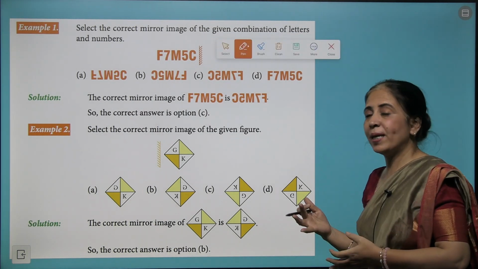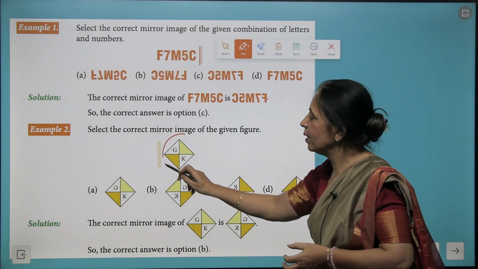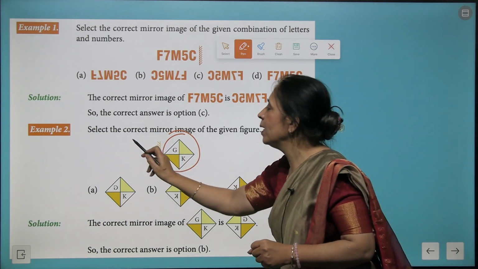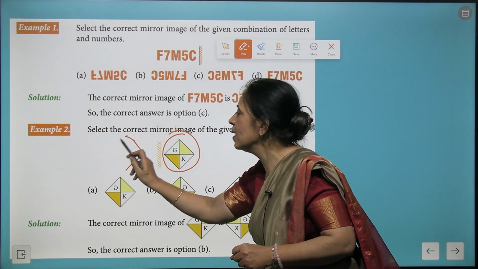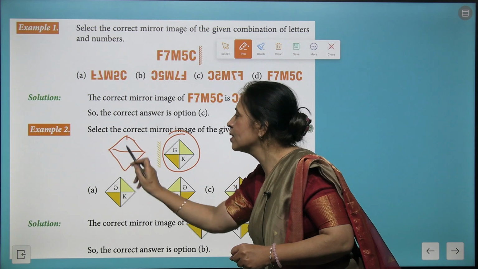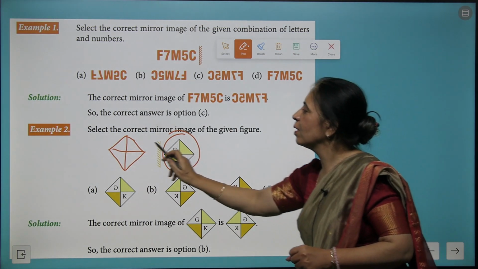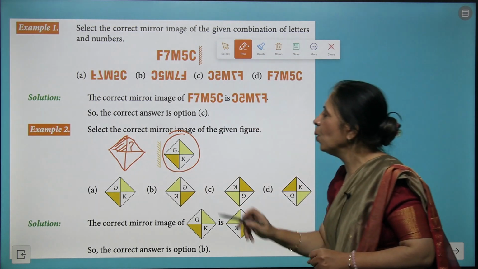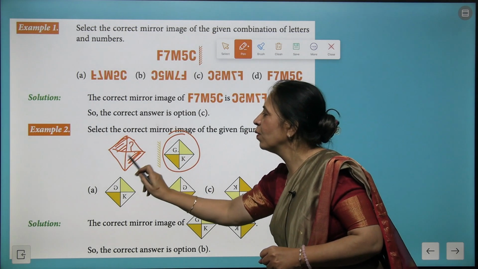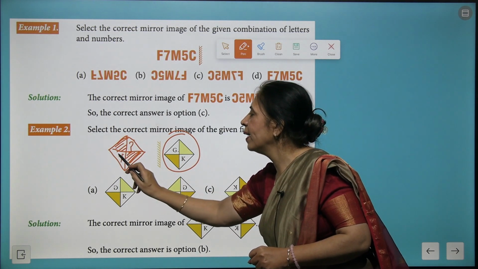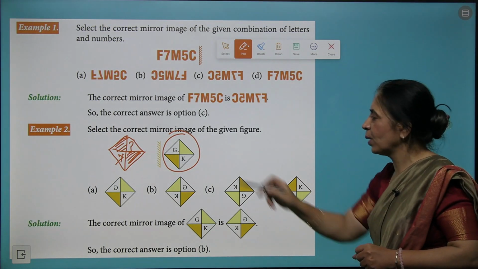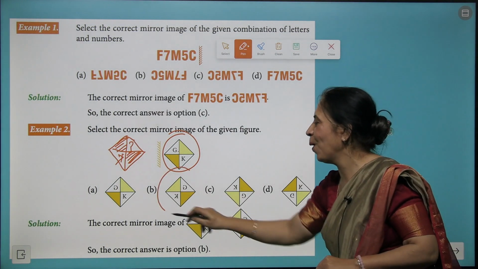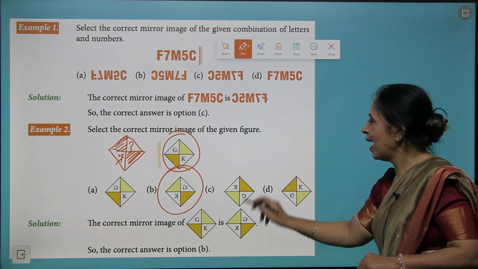Now let's come to example 2. Here you need to find the mirror image of this image. So let's quickly draw one rhombus here, and this rhombus is divided in 4 parts. The reflection of G will come like this. This part will be yellow, and further this part will be yellow, and K takes this place. So right, can you tell me what's the right option? Here we go, we got B as the right answer.